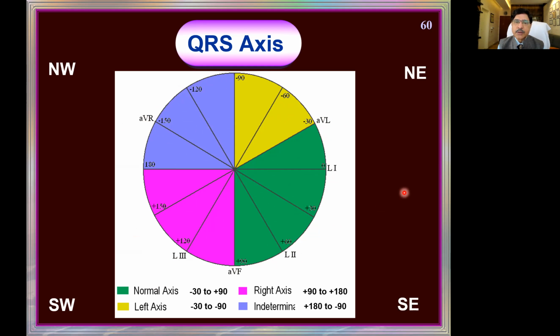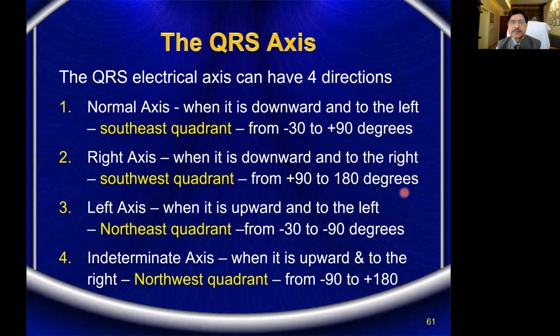Now, what is the use of knowing the axis of the heart? It tells which is the dominant part of the heart contributing to the electrical activity. By then we can infer what disease it could be. So first one is the normal axis. The second arrow is the right axis. The third arrow I am showing is the left axis. That is the indeterminate axis.